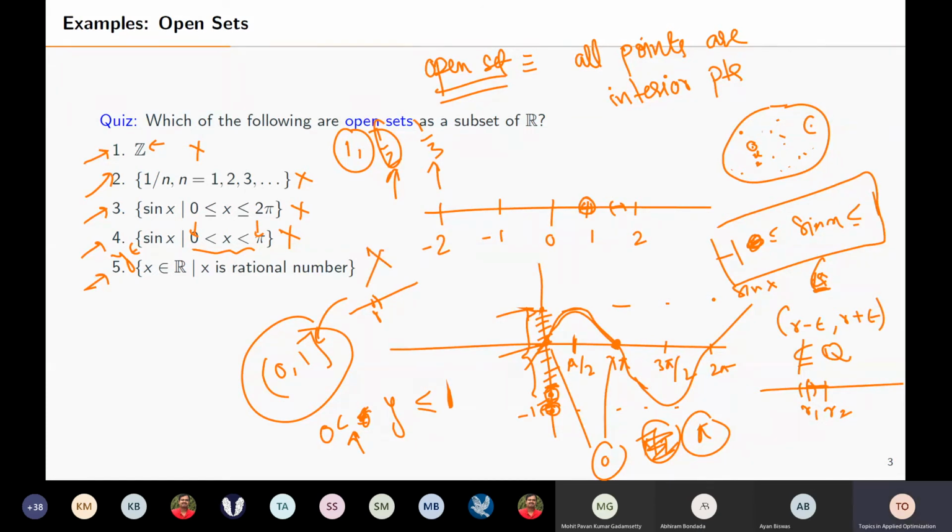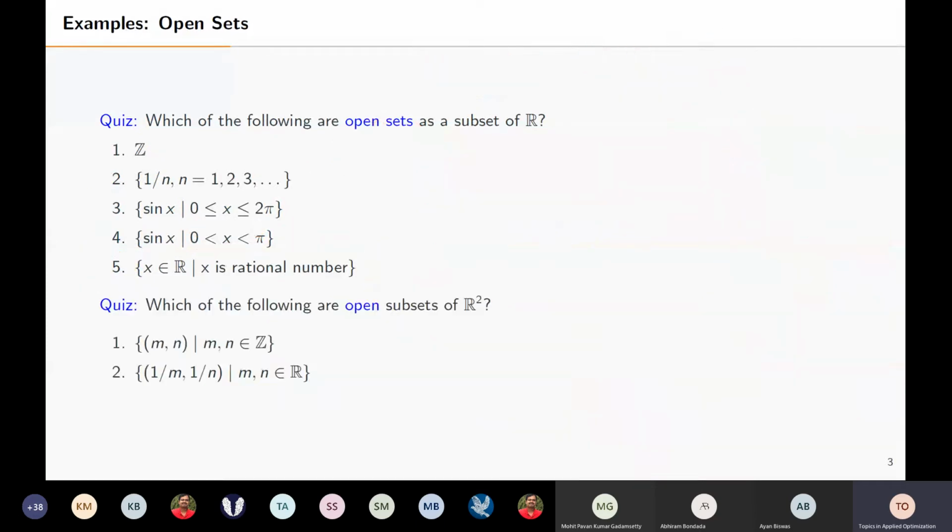Are you following? This is a little bit of analysis. These ideas are used in some of the arguments that we will see at some point. We will study some of the advanced algorithms for optimization, and these are some of the things that are assumed. So that's why I'm doing this.